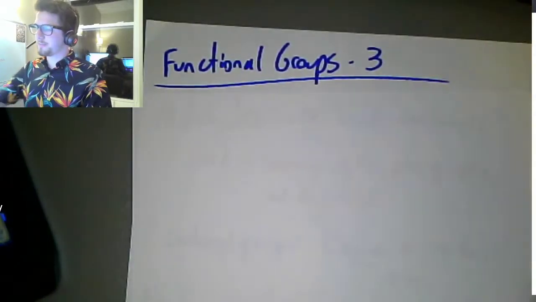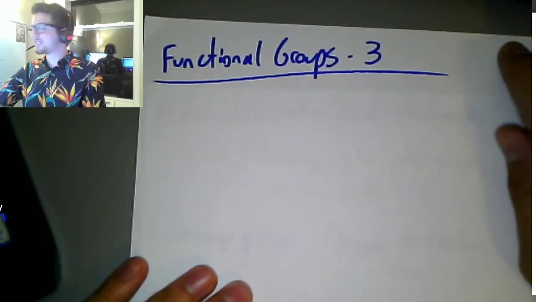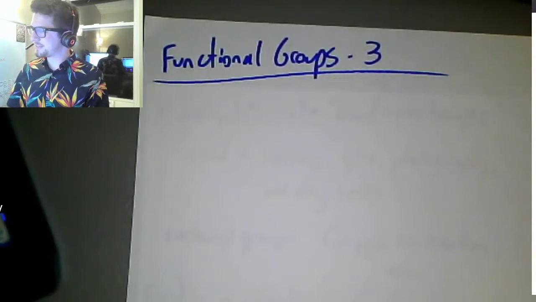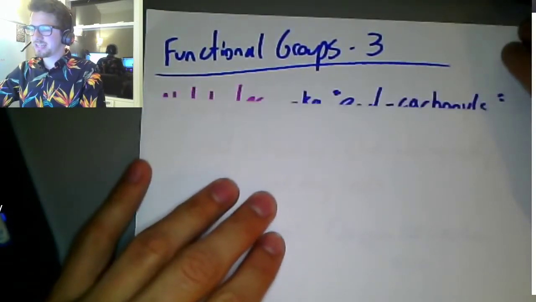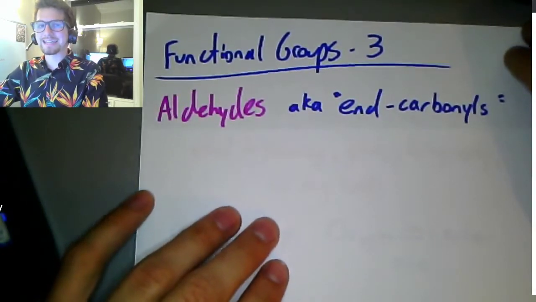But for now, let's jump back into functional groups. So, functional groups, day 3. Yesterday we talked about halides, ethers, and alcohols. I believe that was all it was. So today we're going to start with aldehydes.